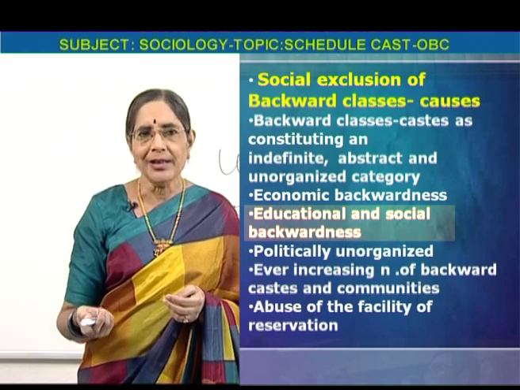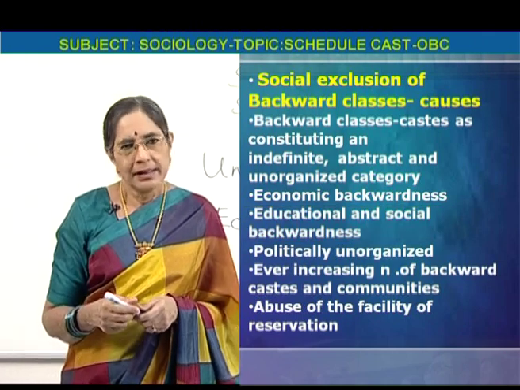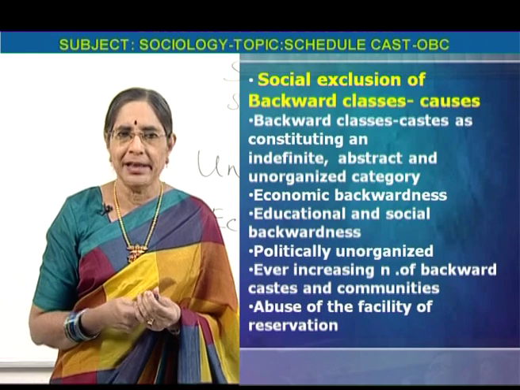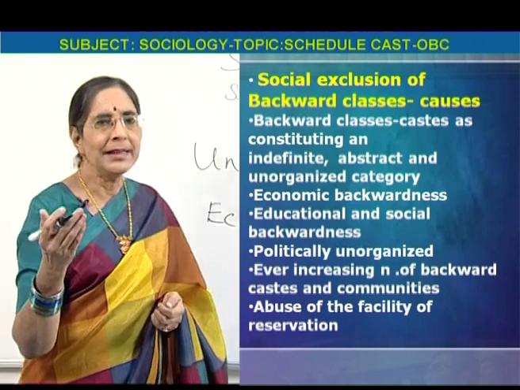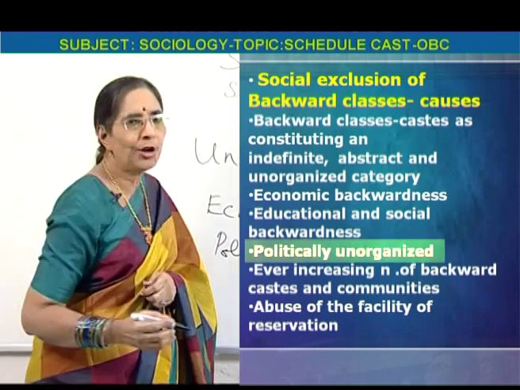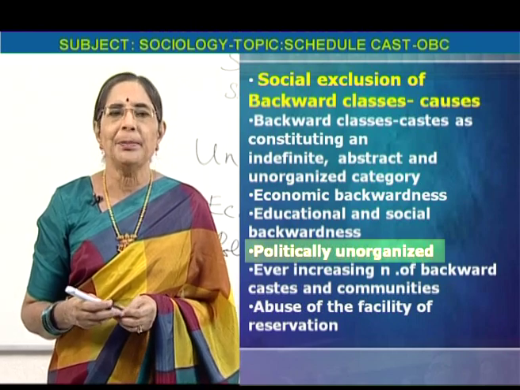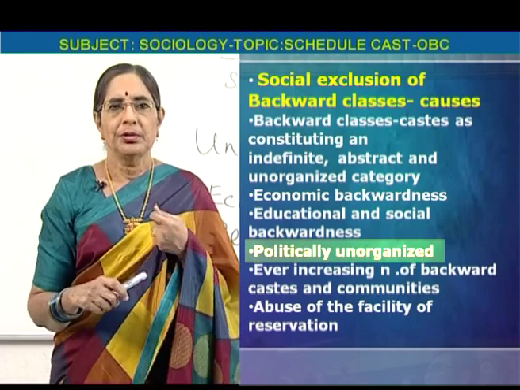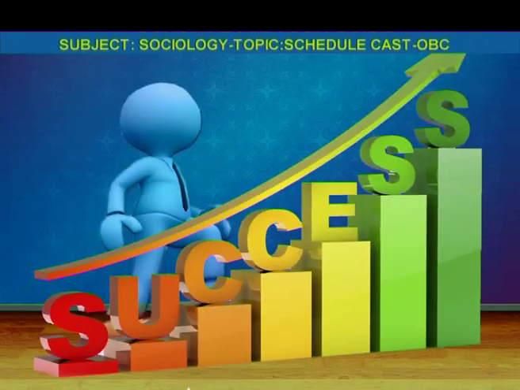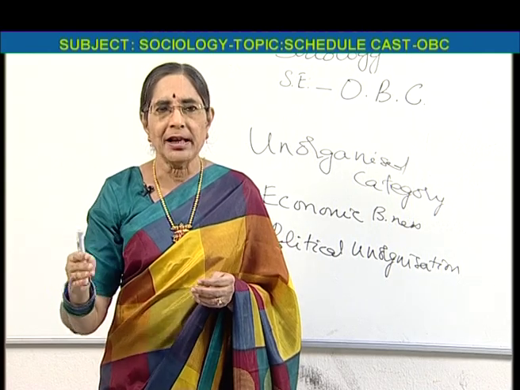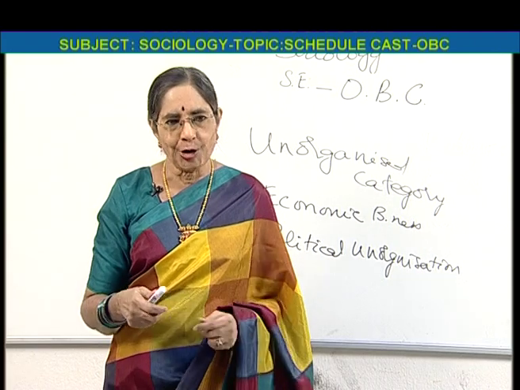Because of the unorganizedness of the category, namely backward classes, they are not organized politically, hence their representation also is very less. Hence, this is another reason. Political unorganization also should be considered. Very recently, some of the political parties tried to bring all backward classes into one group, but this happened only during the last quarters of the 20th century. Prior to that, they were not politically organized.